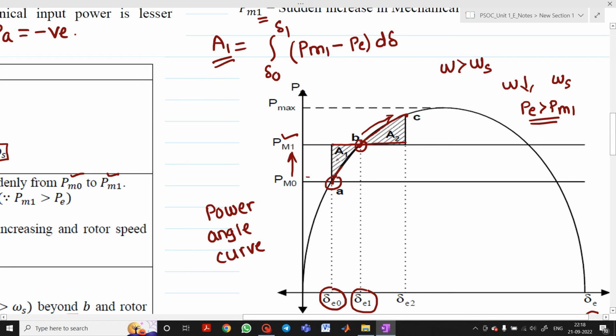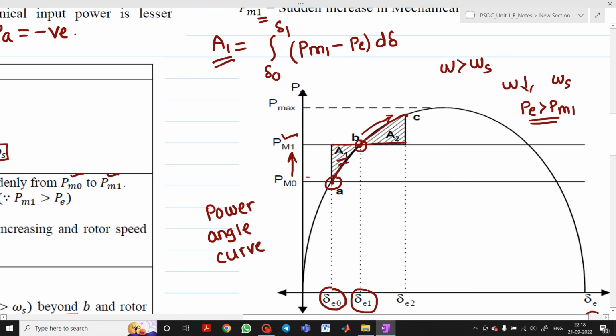And why is this area A1 called the accelerating area? Because PM is greater than PE, and we have already discussed this: PA equal to PM minus PE. So the more the PM, the more the acceleration. That's why this region is called the accelerating area.